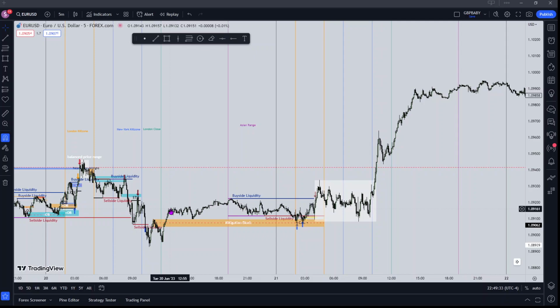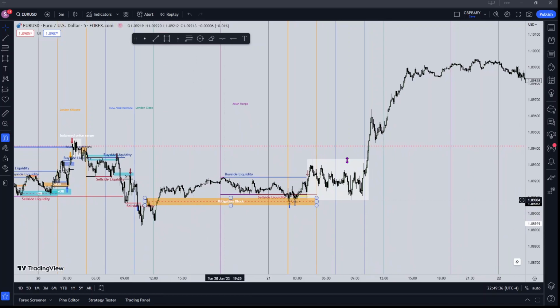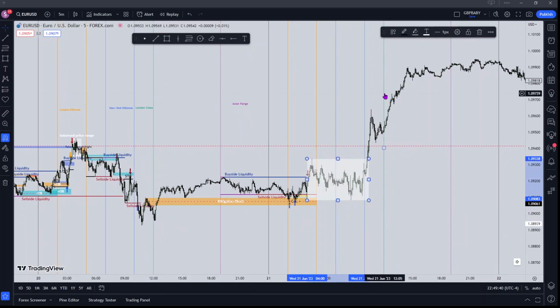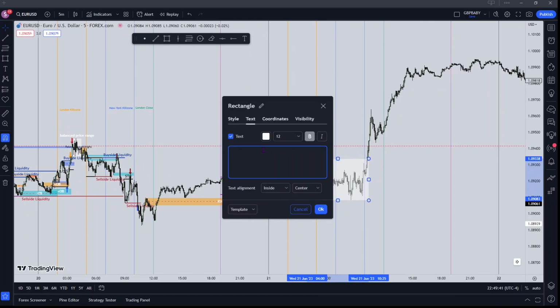So this is euro dollar, and we were just looking at this balanced price range. I was talking about it, how price left it. So I'm gonna just type in balanced price range, and yeah, hope you guys enjoy. You know the drill when it comes to these backtesting videos.